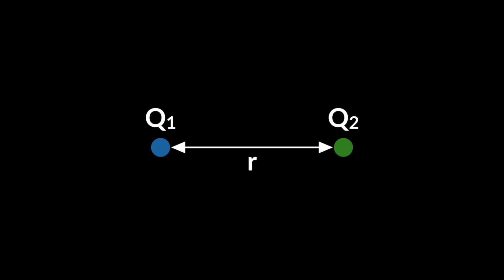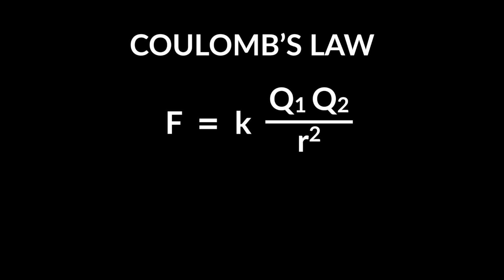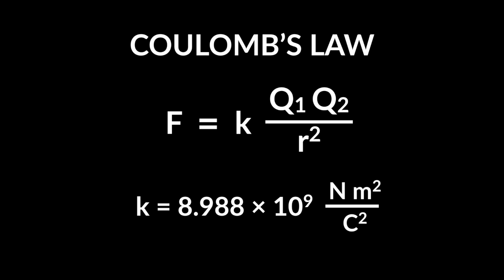So what we're interested in is the force between these two charges. And that is given by this equation here called Coulomb's law. It states that the force is equal to K times Q1 times Q2 over r squared. And K is a proportionality constant equal to 8.988 times 10 to the 9 newton meters squared per coulomb squared.